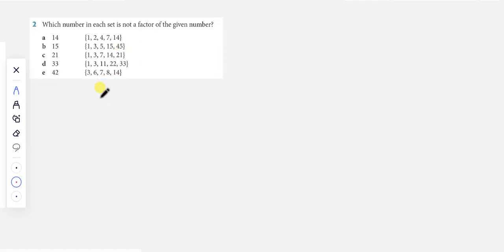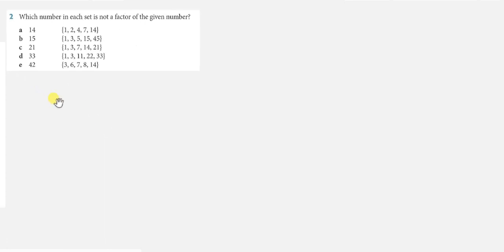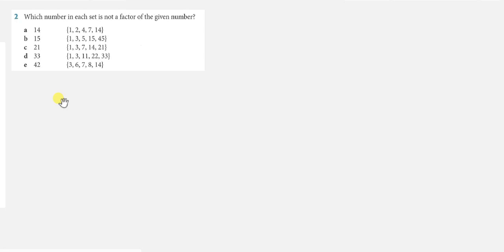Which number in each set is not a factor of the given number? The answers are already included for you, so you have to find out in which set the number is not a factor of the given number. Let's start with question A.